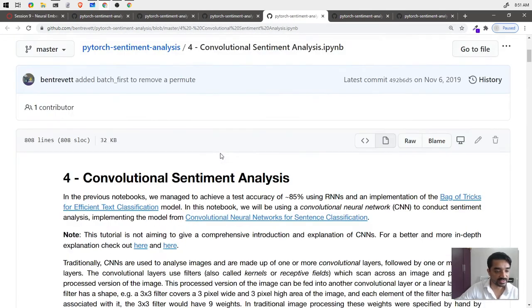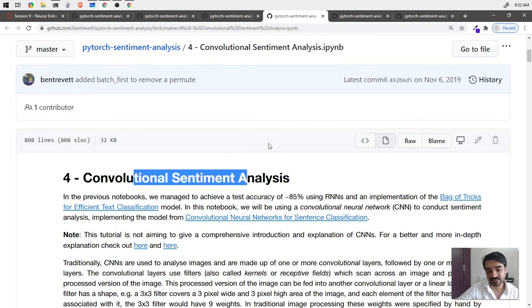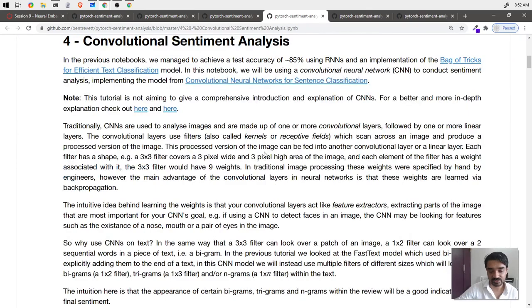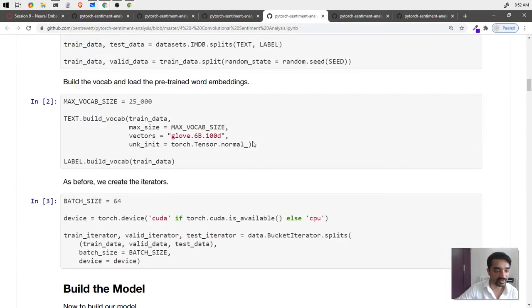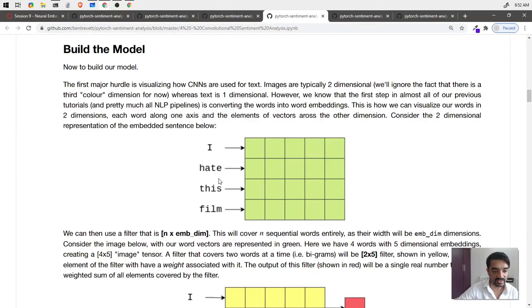Now this one is interesting. This is convolutional sentiment analysis, right? We are going to look at it in slight detail later on, but I just wanted to share that this approach is also there. What we're going to do here is, we have this sentence, I hate this film, right?